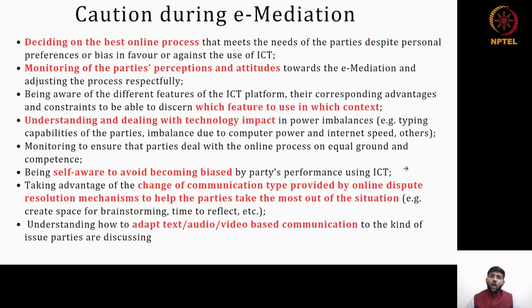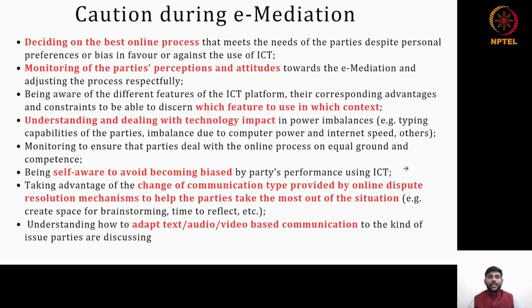So with these basic tools, the mediator is required to be cautious under different circumstances. That includes deciding on the best online process that meets the needs of the parties, and monitoring the parties' perception and attitudes towards e-mediation, because under certain circumstances the party may not have much trust in online mediation, and the mediator is required to build the trust and the perception of the parties towards online mediation. The mediator should be aware of the different features of information communication platforms, their corresponding advantages and constraints, to be able to discern which feature to use in which context.